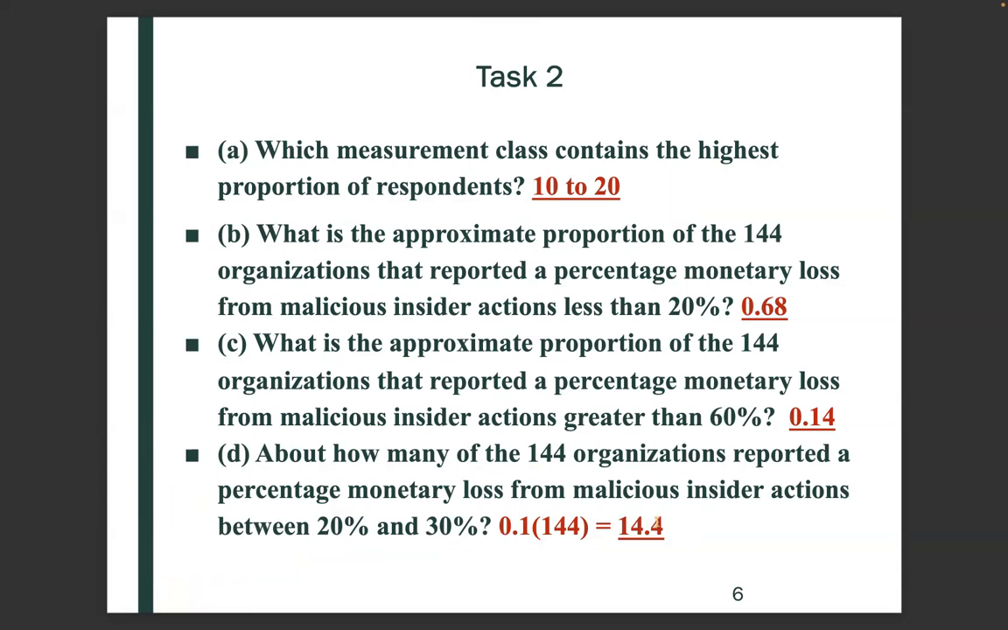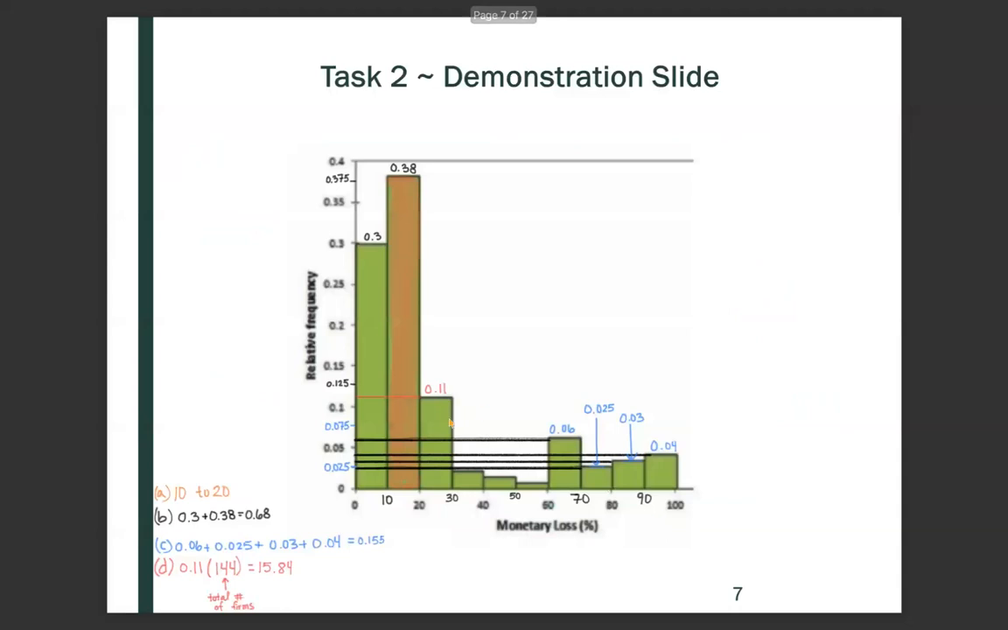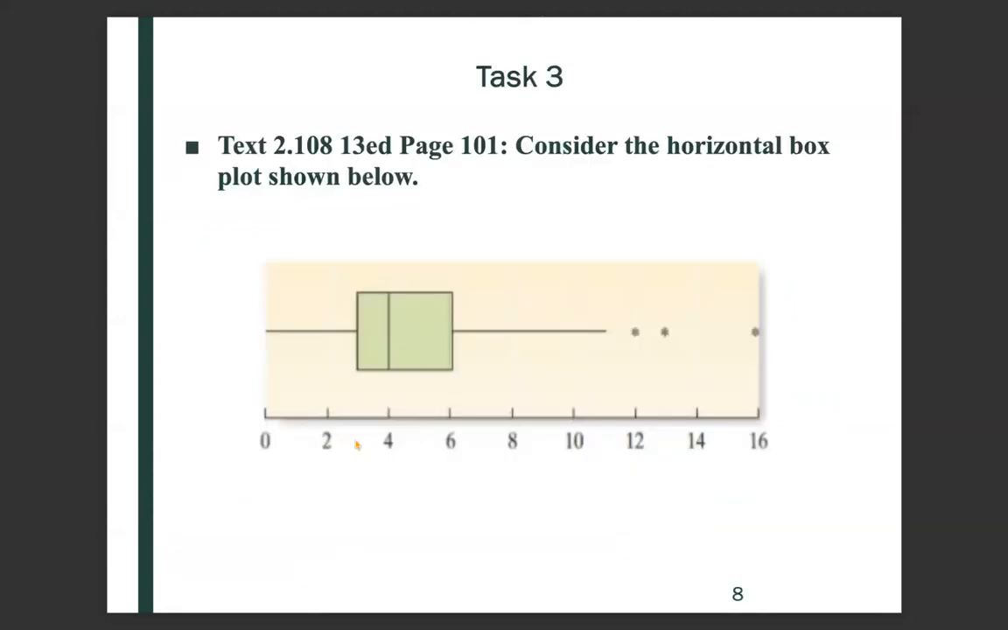So these are just estimations. And sometimes using a straight edge or a ruler can help with this, or using your pencil, for example, if it's an exam and you're trying to see, especially for the further bins, what the heights of those bins are. Okay, task 3.